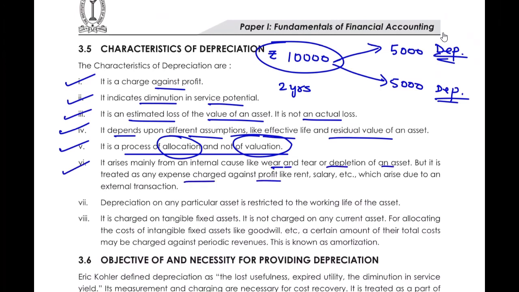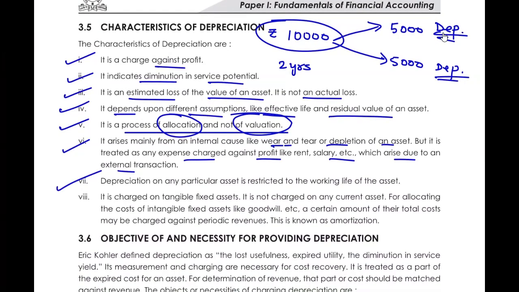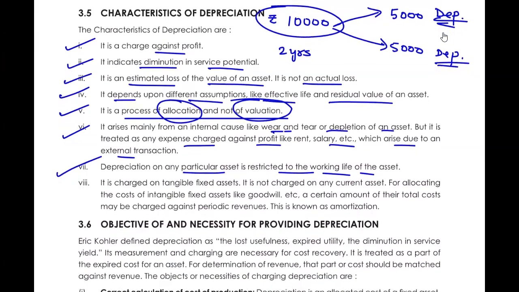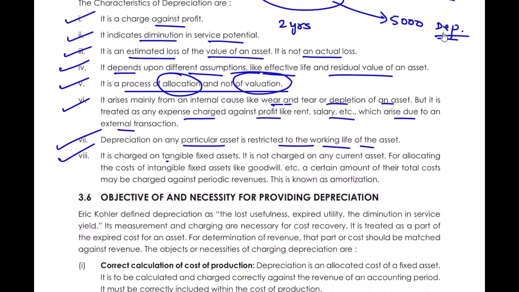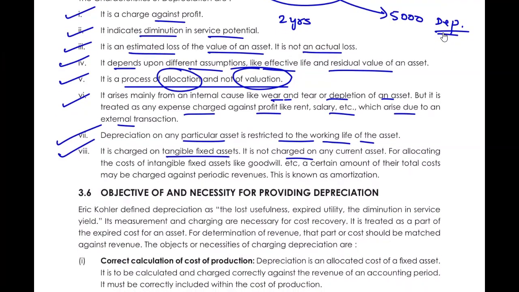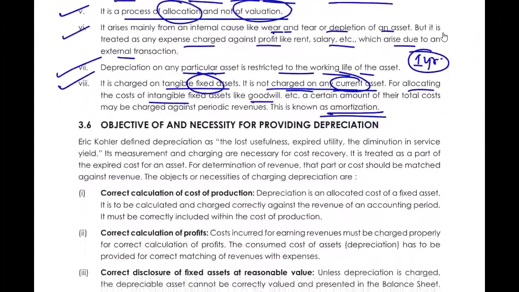You already know that it is a charge against profit, just like your rent, salary, etc. And depreciation on any particular asset is restricted to the working life of the asset. If the asset is not workable, it is of no use. It is charged on tangible fixed assets. It is not charged on current assets because current assets have a life of only 1 year. Okay, so it will be charged only on fixed assets which have a life of more than 1 year. For allocating the cost of intangibles, we have amortization. Okay, that is already covered.